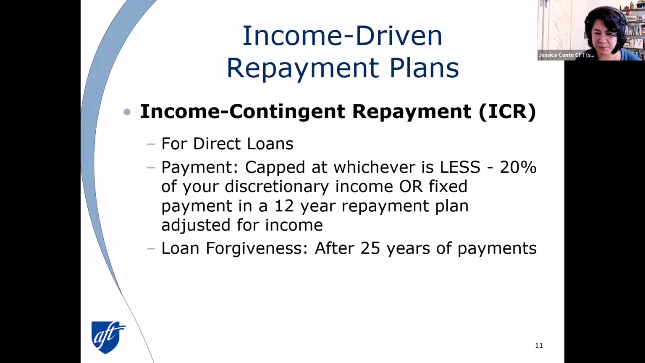Under Revised Pay As You Earn, though, the government determines your discretionary income based on your entire household income, no matter how you file your taxes. So in Revised Pay As You Earn, your spouse's income will be counted when you enroll.